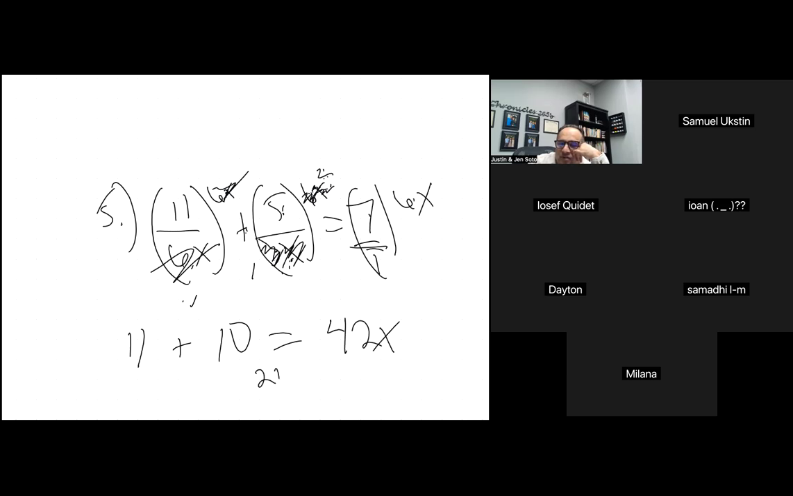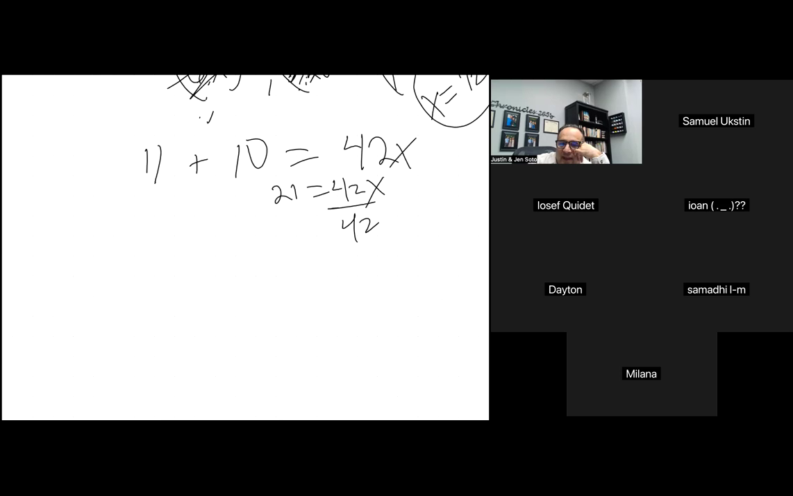equals 42x. Divide both sides by 42. It looks like x is going to equal 1/2, right? Divide by 42, divide by 42. Cancels out. 21 over 42 reduces to 1 over 2, because 21 goes into 21 one time and 21 goes into 42 two times. X equals 1/2, or 1/2 equals x. All right.